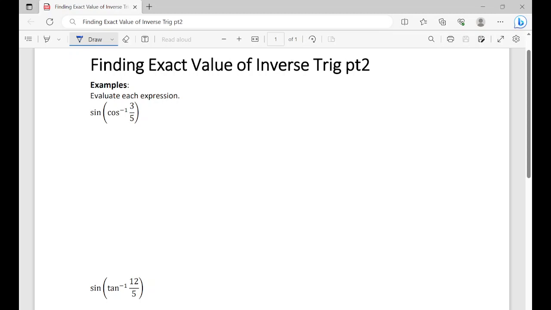So what I would suggest is, let's set this equal to something. I'm going to say that u equals arc cosine of 3/5. Now how does that help me? Well, I'm going to get rid of the arc cosine. So that means I'm going to take the cosine of both sides. So I'm going to end up with cosine u equals 3/5.